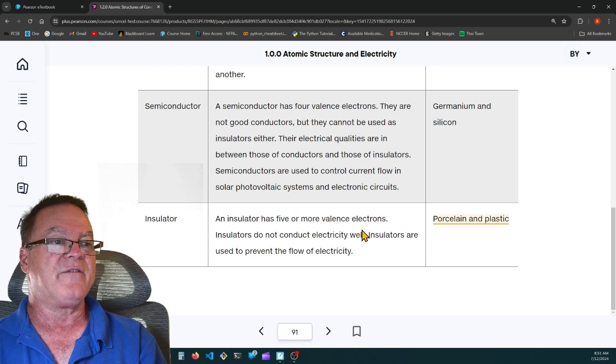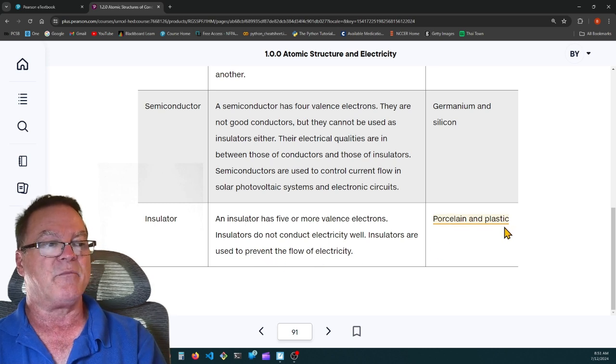An insulator has 5 or more valence electrons. Insulators do not conduct electricity well. Insulators are used to prevent the flow of electricity, and examples of insulators are porcelain and plastic.